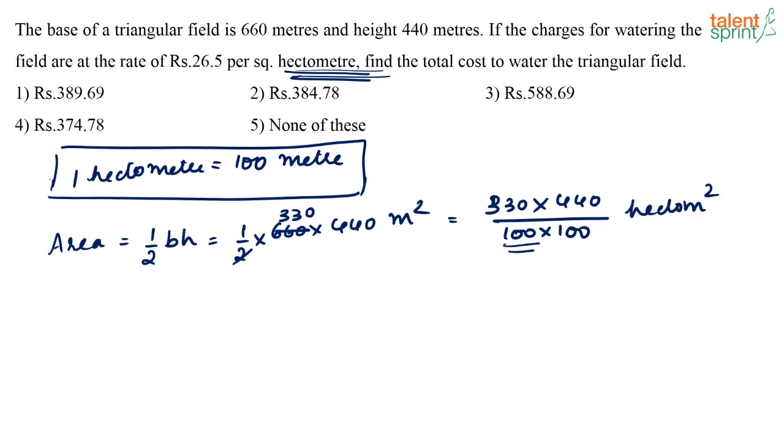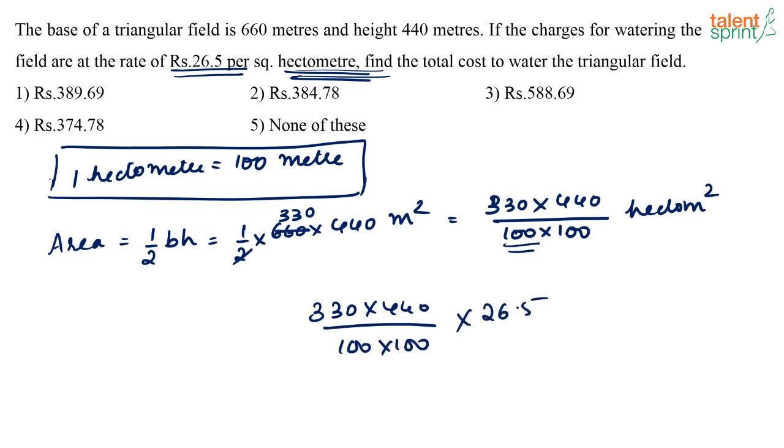Now what have they said? They have said that per hectometer squared the cost is 26.5. So for so much what will be the cost? 330 into 440 divided by 100 into 100 into 26.5. That will be your answer. So 33 into 44 divided by 100 into 26.5 is equal to 384.78. If you solve, you would get that.